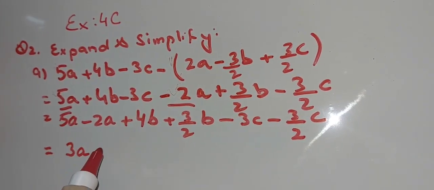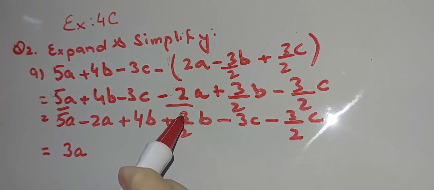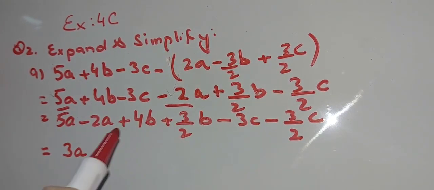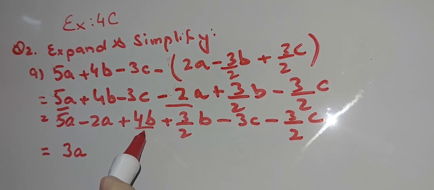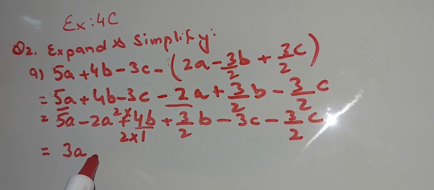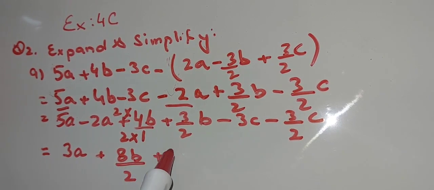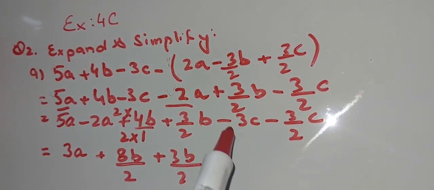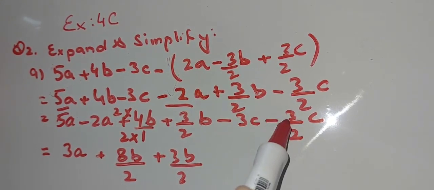Now plus 4b plus 3 upon 2b. So first of all we have to make it a fraction like this. Then we have to make this one a like fraction. We will multiply this one with 2 and this one also with 2. So it will become plus 8b upon 2 and then plus 3b upon 2. Now minus 3c and minus 3 upon 2c.